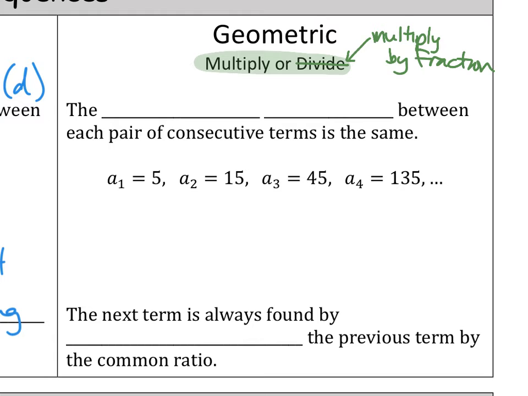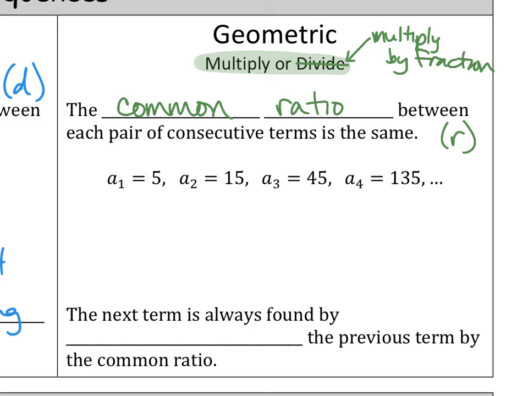This time the vocabulary changes. It's now called a common ratio instead of a common difference. It's going to be represented by the letter R. That's going to be the pattern that we're talking about. Since it's not adding or subtracting, it's not a difference anymore. It's called a common ratio.